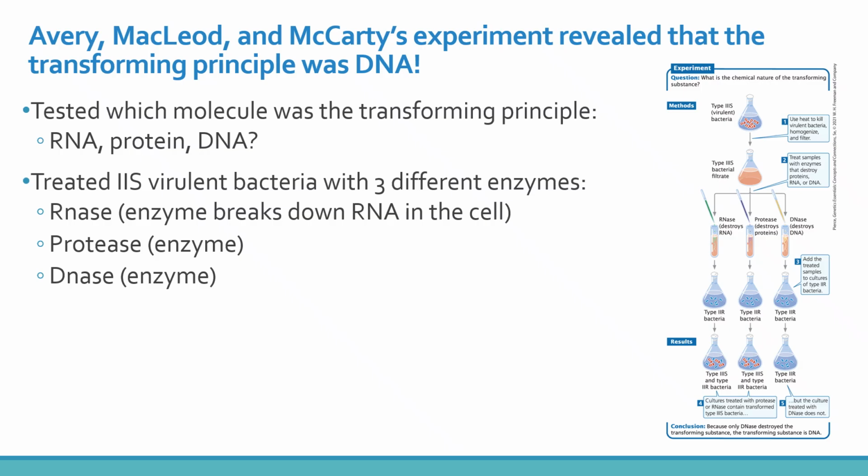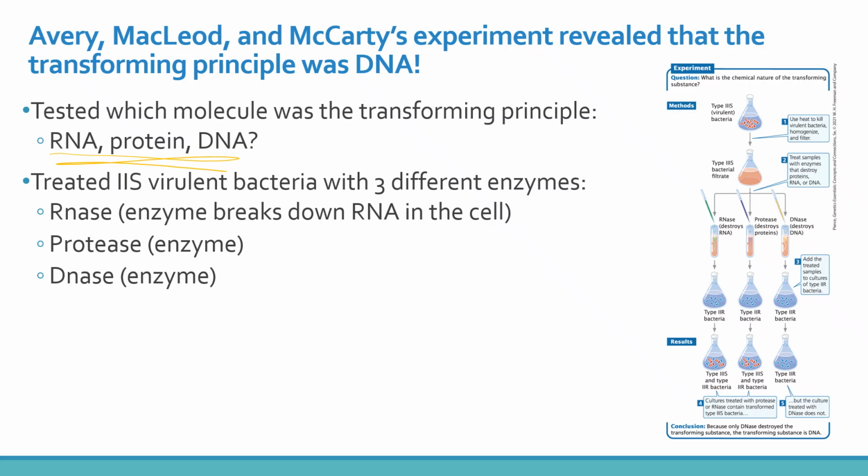So to continue with this idea of transformation, another research group, Avery, MacLeod, and McCarty, wanted to determine what that transforming principle was. And so they designed this experiment to essentially isolate the top candidates and see which one by itself could be that transforming principle. So there were 3 options here. They wanted to test to see if that transforming principle was RNA, protein, or DNA.